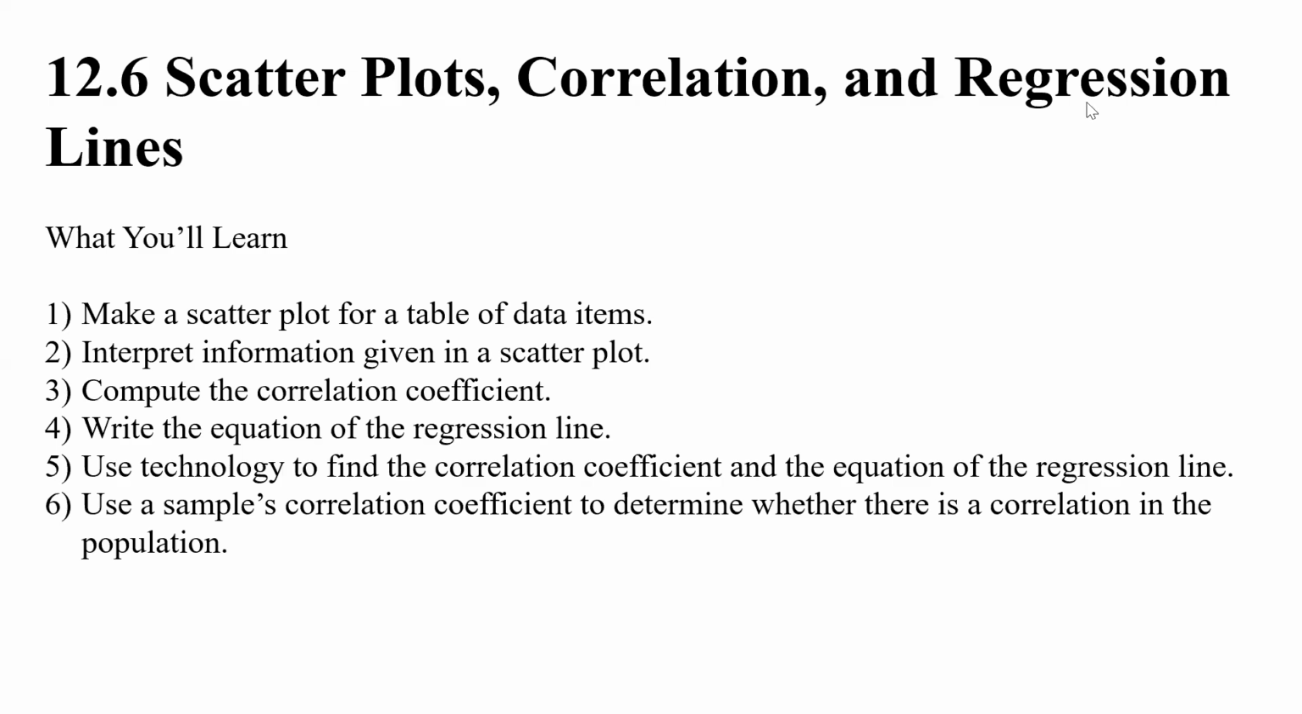All right, here's 12.6 on scatter plots, correlation, and regression lines. So you're going to learn how to make scatter plots for a table of data items, interpret information given in a scatter plot, compute the correlation coefficient, write the equation of the regression line, use technology to find the correlation coefficient and the equation of the regression line, and use the sample's correlation coefficient to determine whether there's a correlation in the population.